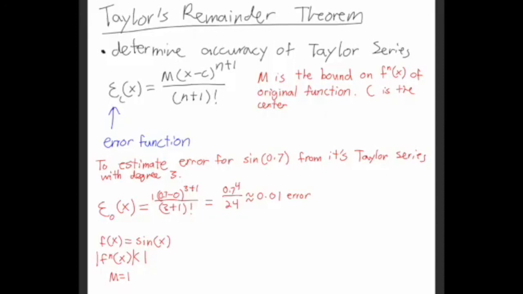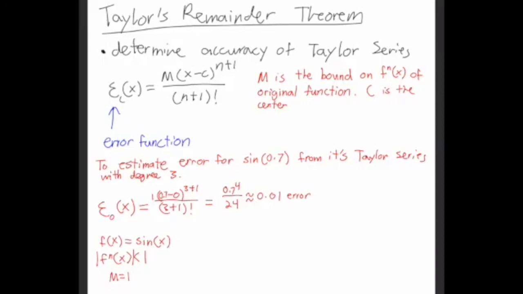So this is the formula you have to use, where M here is the bound on the nth derivative of the original function, and c is the center. Here's a practice question: estimate the error for sin(0.7) from its Taylor series with degree 3. So degree is n, so we plug in 3 for n. Notice how sine always goes between -1 and 1, and its derivative is cosine, which does the same thing.